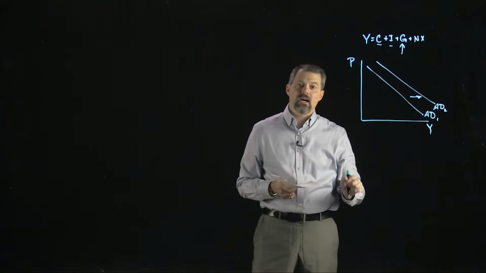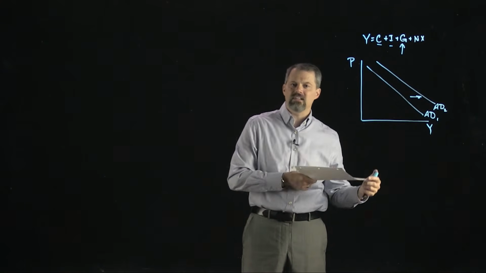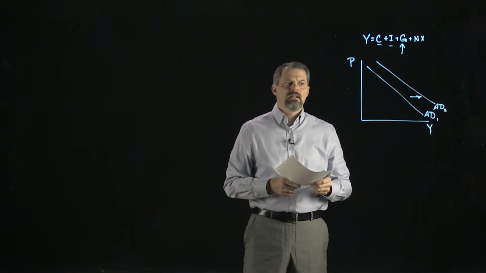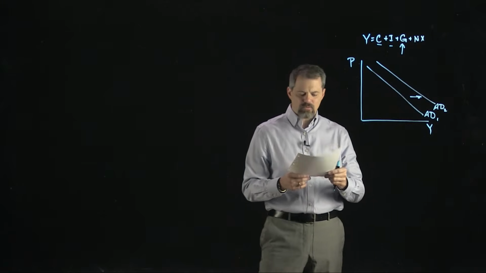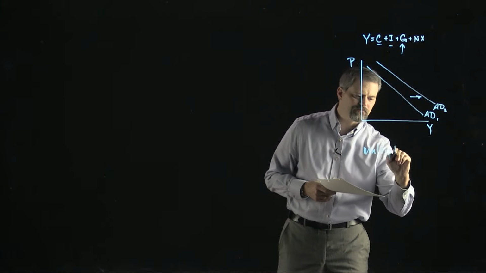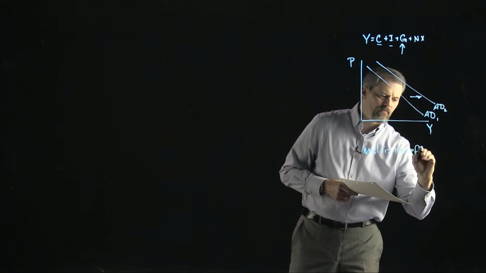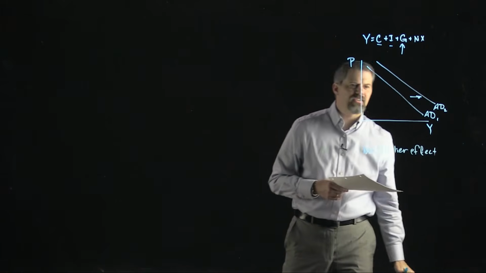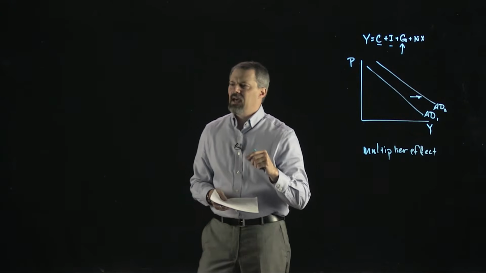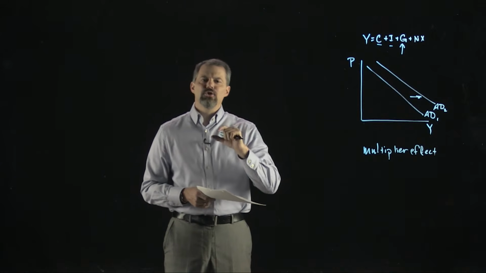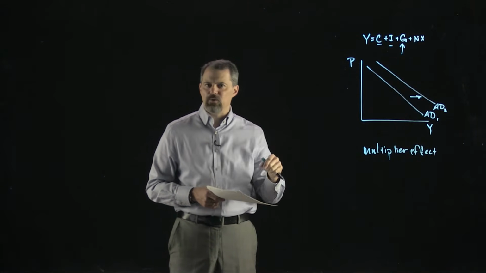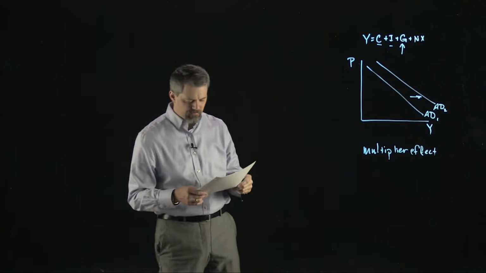Does it shift it by $10 billion or more than $10 billion, or does it shift it by less than $10 billion? And so in order to answer that question, we need to think about what we're going to call the multiplier effect. And this is going to be very similar to what we did with the money multiplier back when we were thinking about how much a new deposit into the banking system would end up creating in terms of the money supply.